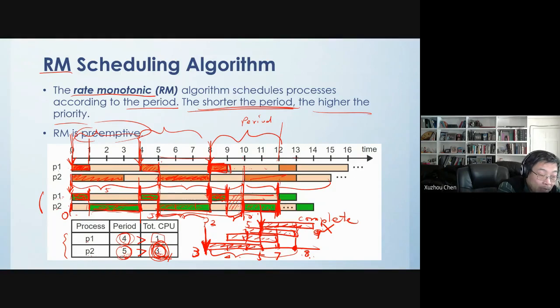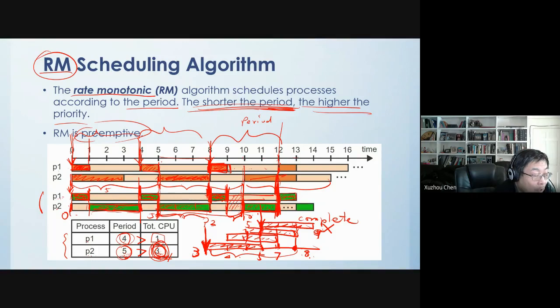But process 1 says, okay, my next period starts at 12. So in this case, process 2 is in the CPU, and process 1 is available. Now what happens? With RM, the process with the shorter period has a higher priority. So that means process 1 is going to kick process 2 out. Okay, process 1 starts to execute.